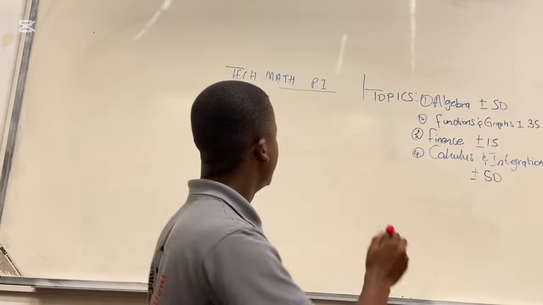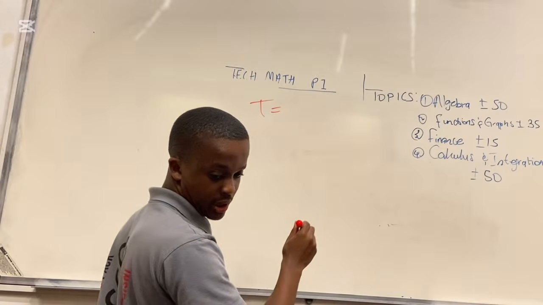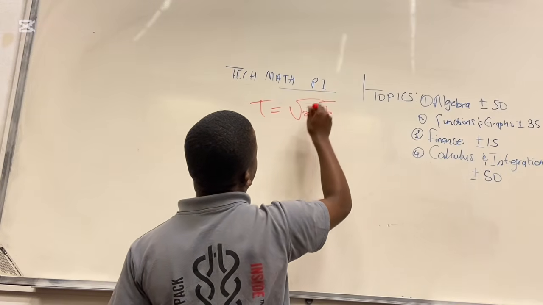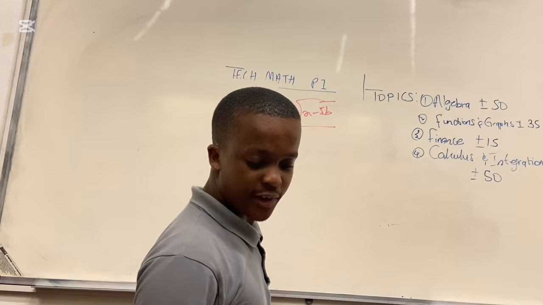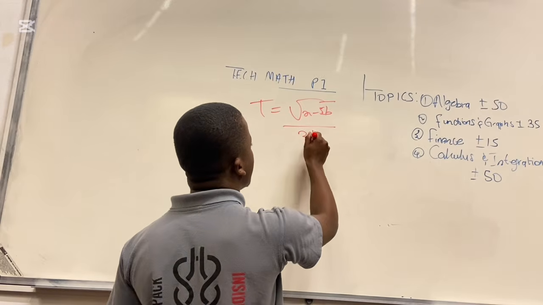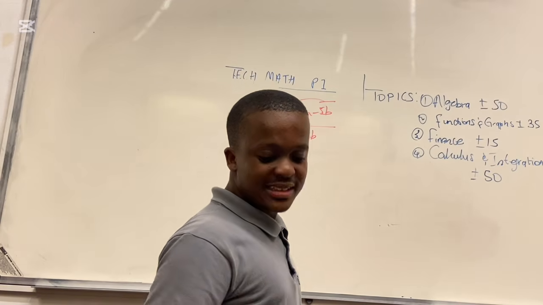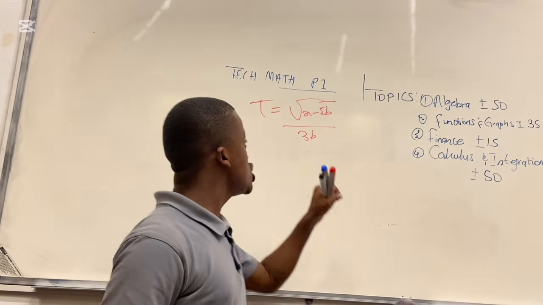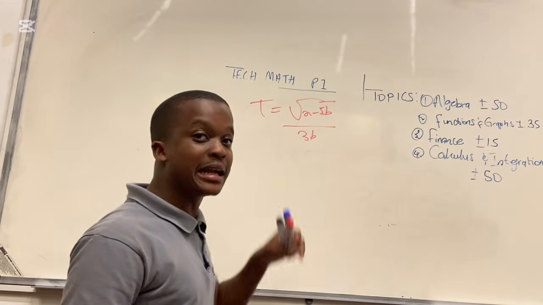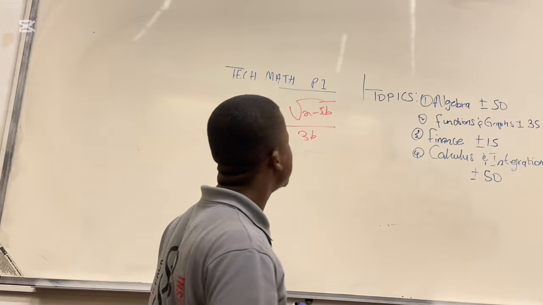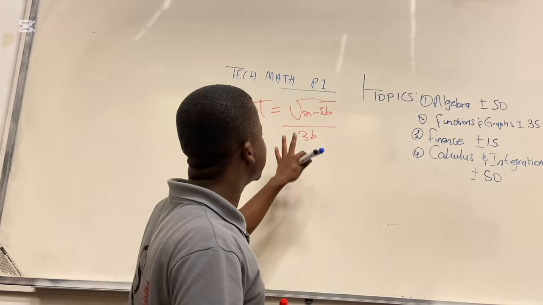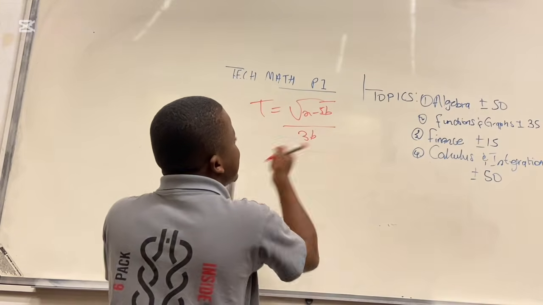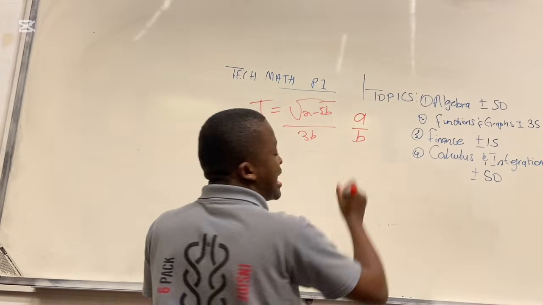Now let's say we are given t is equal to 2 into 5 square root of 2 minus 5b over 3b. What is the first question? The first question: determine the numerical value of b for which t is undefined. In this case, this is a fraction, this is a rational number. This is in the form a over b.